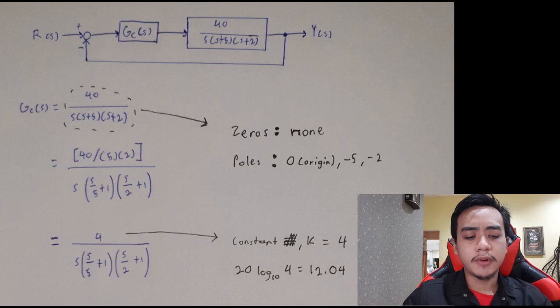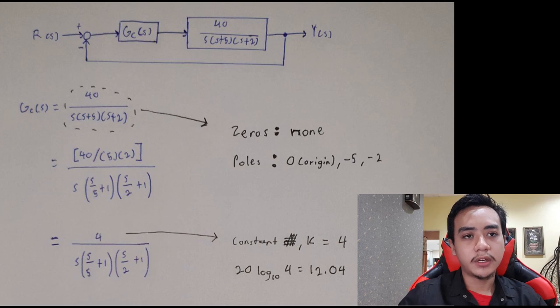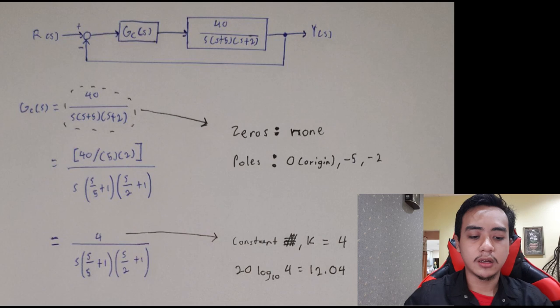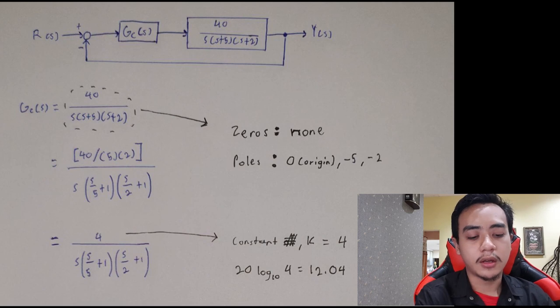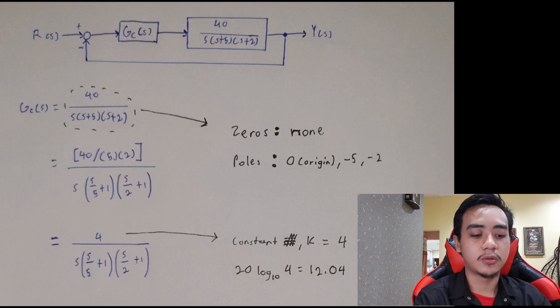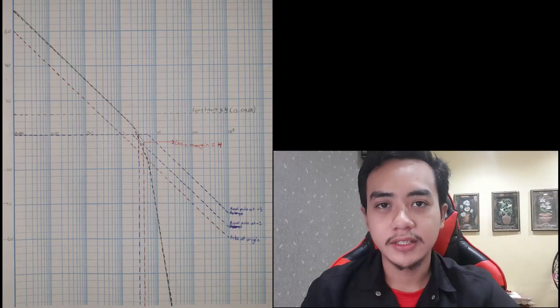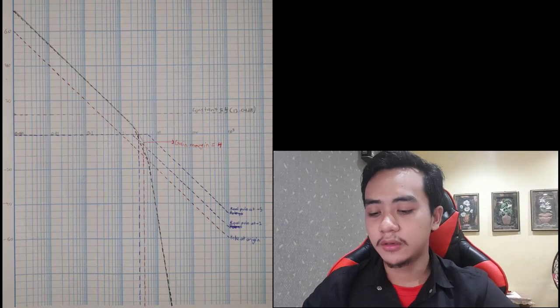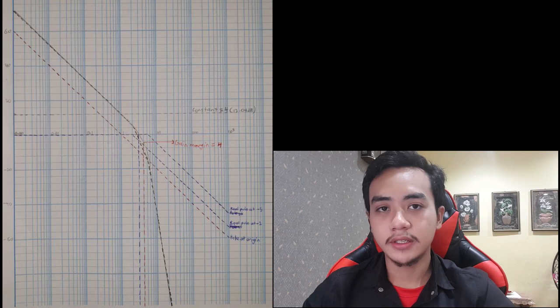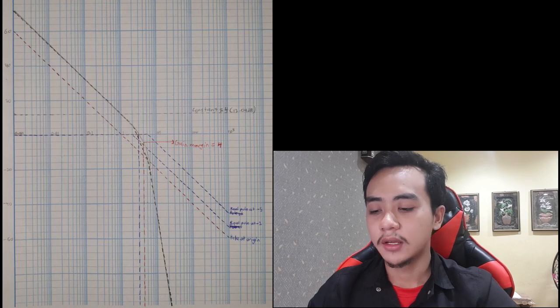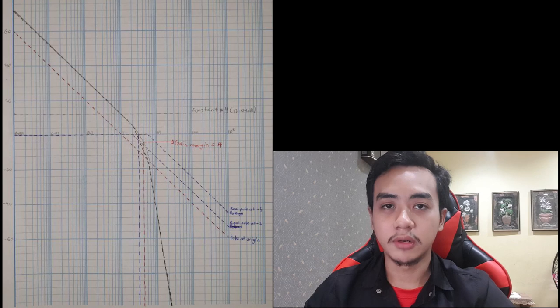From our constant, we convert it into decibels, which we get 12.04 decibels from calculating 20 log 10 of 4. And thus, from our manual calculation, we take the values from the transfer function where we receive the poles and constant, and we transfer them into plotting our asymptotic Bode plot.